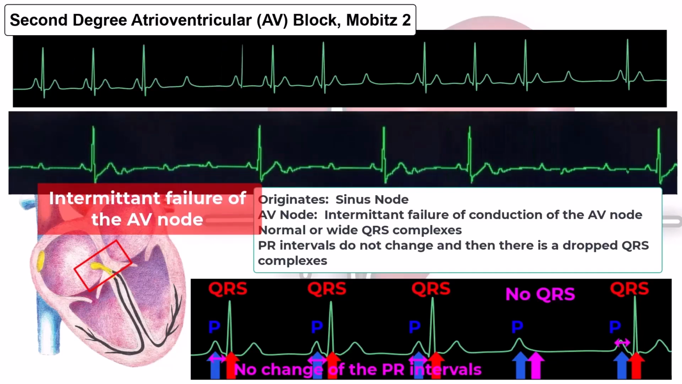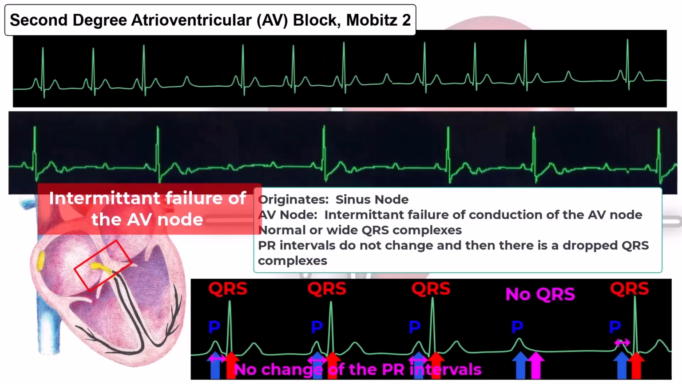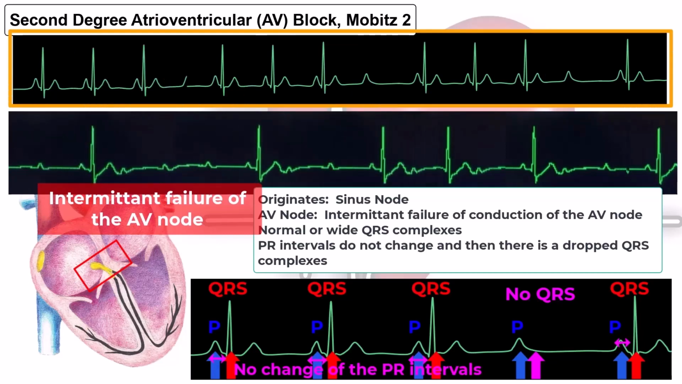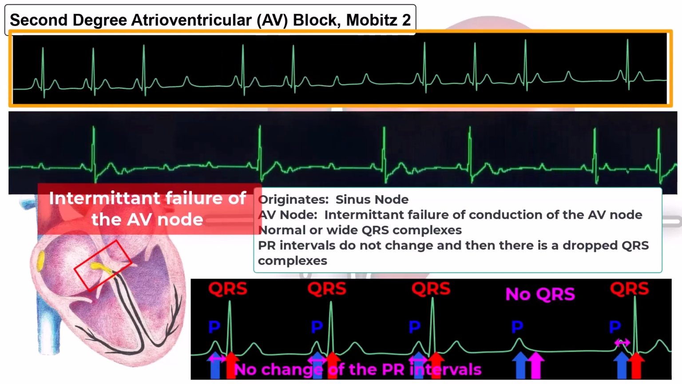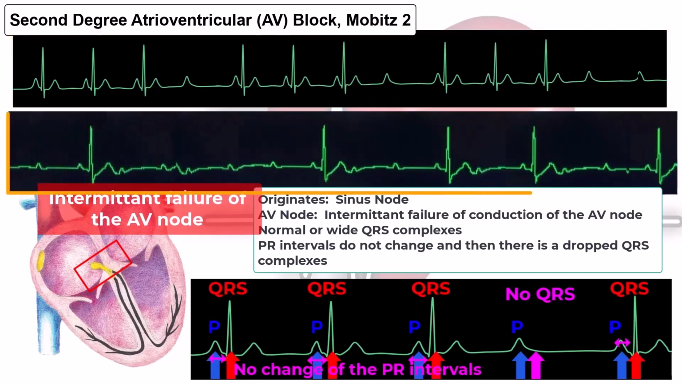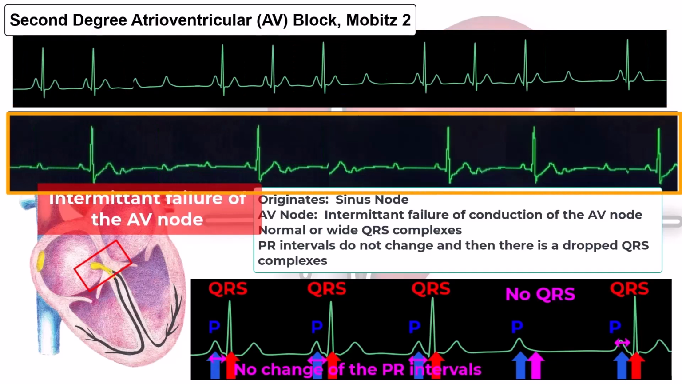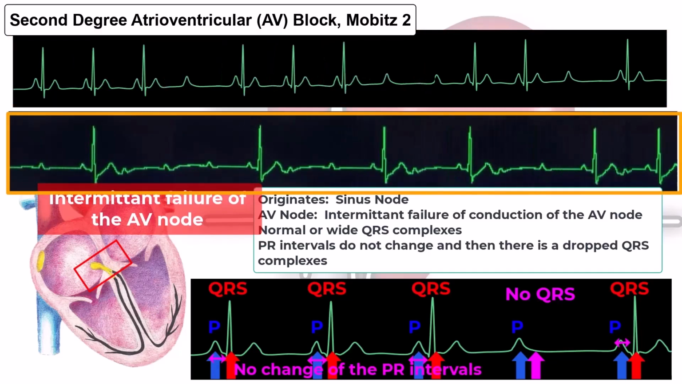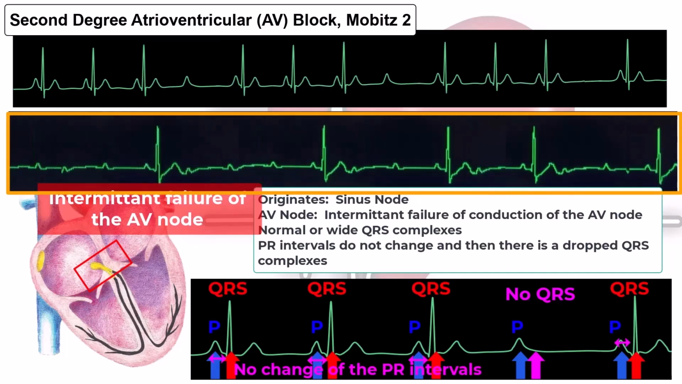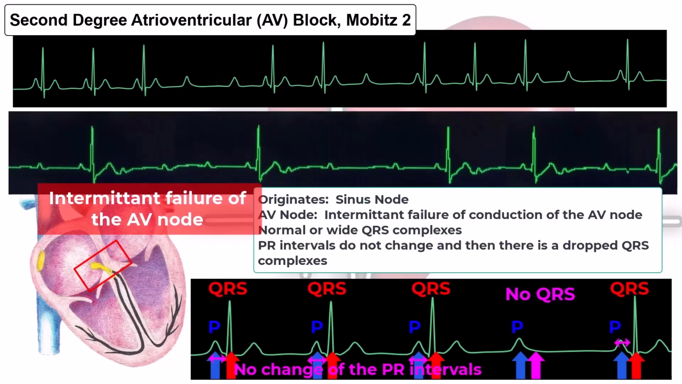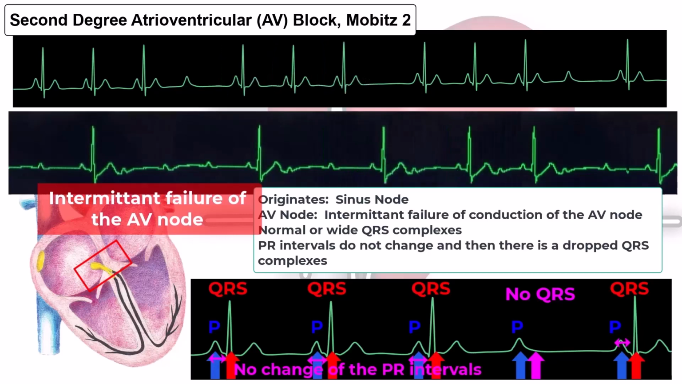With second-degree AV block Mobitz type 2, you may see one of two patterns on the rhythm strip. The first one, as seen on the top rhythm strip, shows most of the P waves followed by QRS complexes, and occasional P wave without QRS complexes. The other pattern, as seen on the second rhythm strip, shows many P waves without QRS complexes following, and only a few P waves with conducted ventricular beats. Either way, the AV node works normally sometimes, yet totally fails at other times.